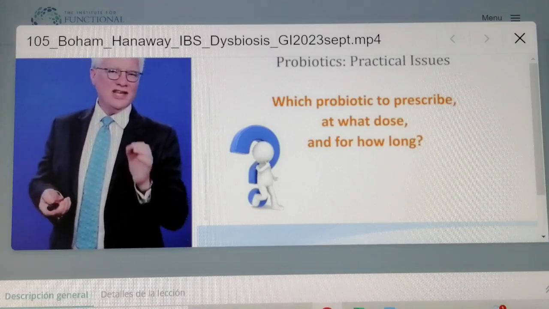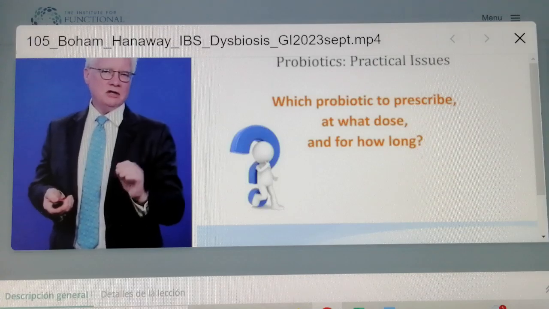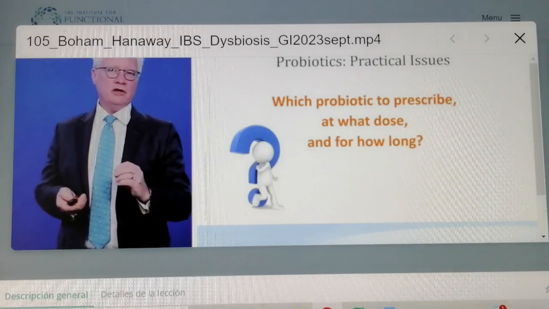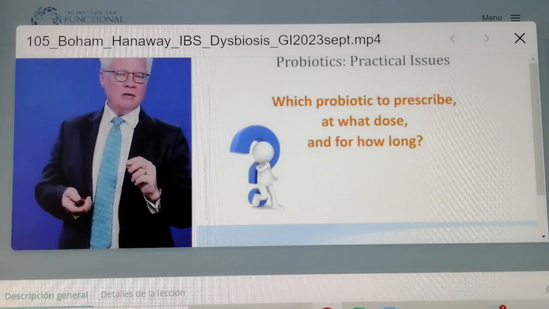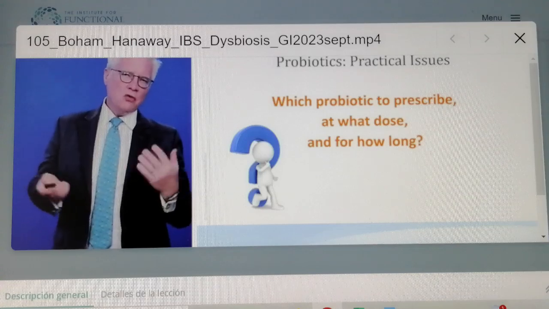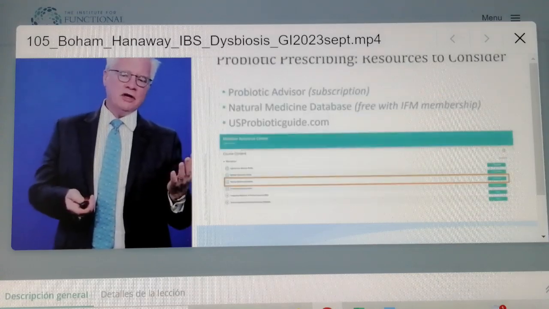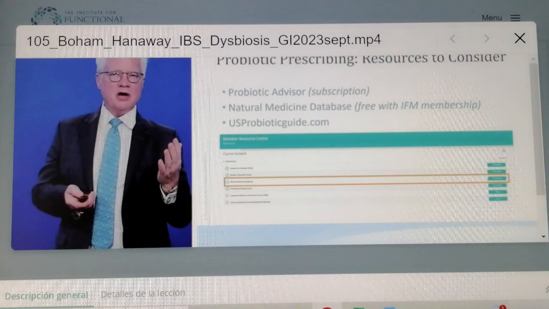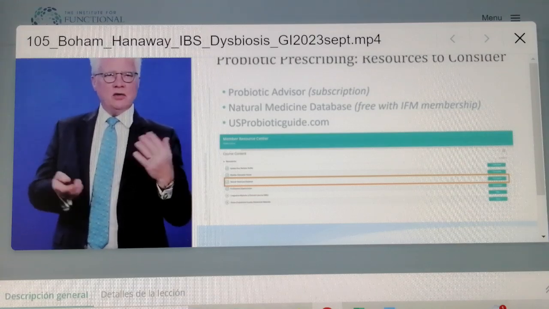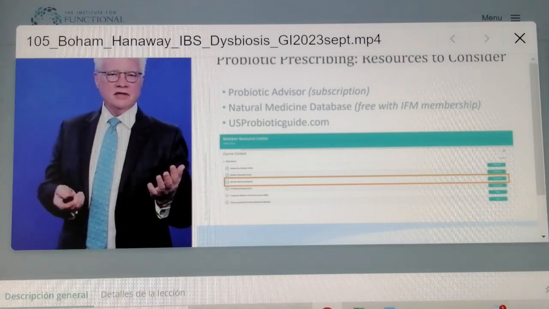That is the only FDA-approved indication for fecal transplant at this point in time. I'll talk more about that in a moment. So when we're looking at which probiotic we are going to prescribe, and how do we do that, we look to, well, what are different resources that are available?